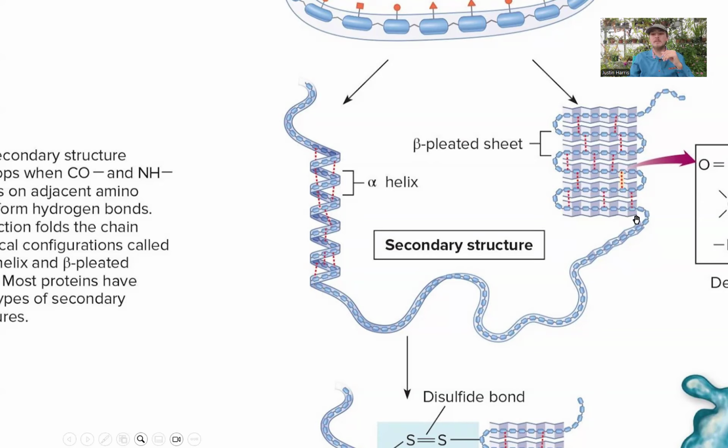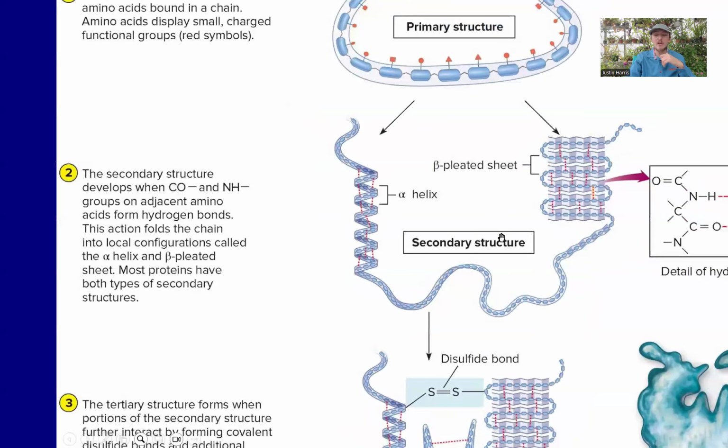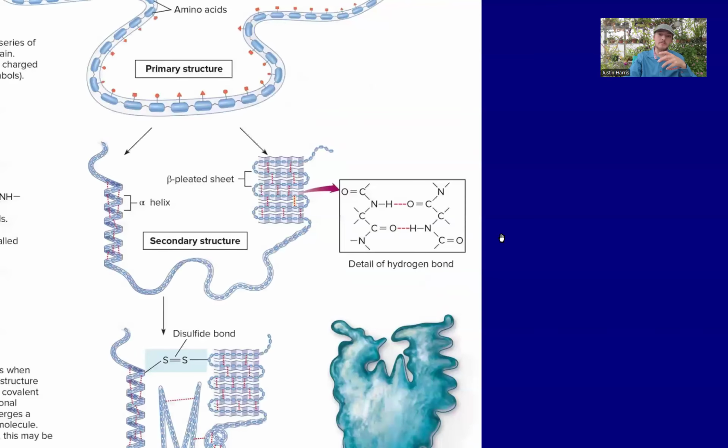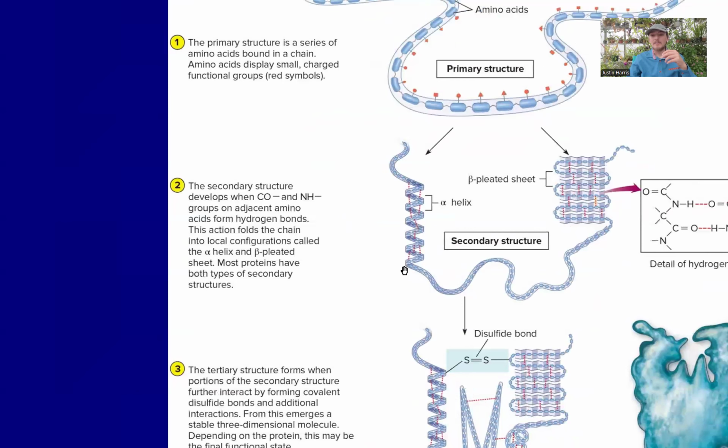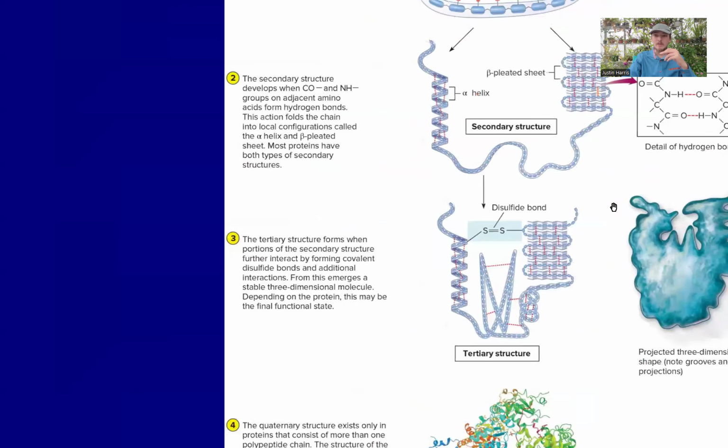You might see the word pleated in fabrics where you have tight folds that are reoccurring. But anyway, these structures are held together by hydrogen bonds, and they are some of the first structures that form. And then you also have these intrinsically disordered regions, or these loops that connect them.